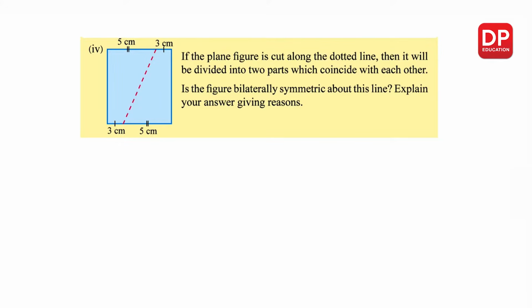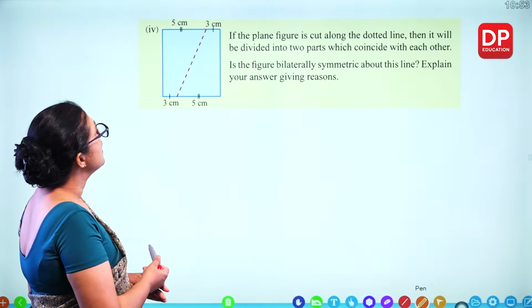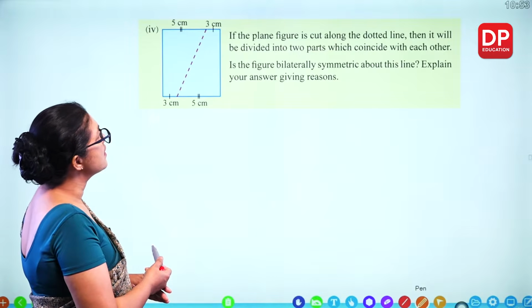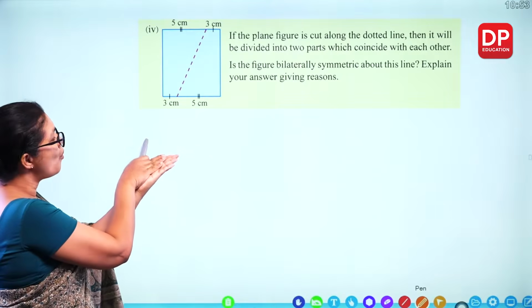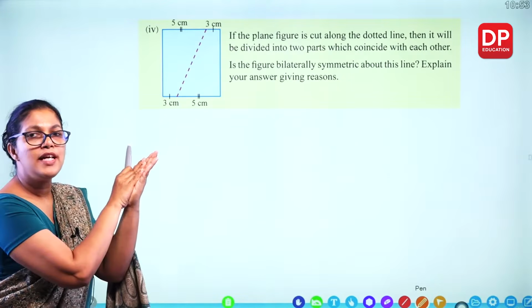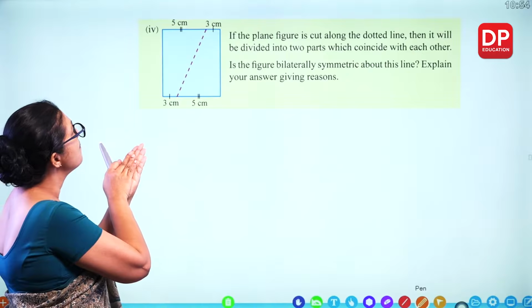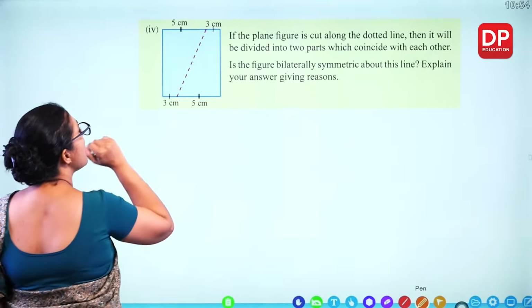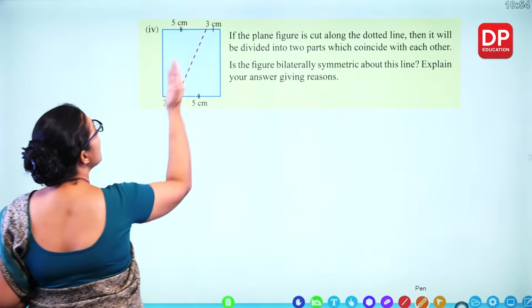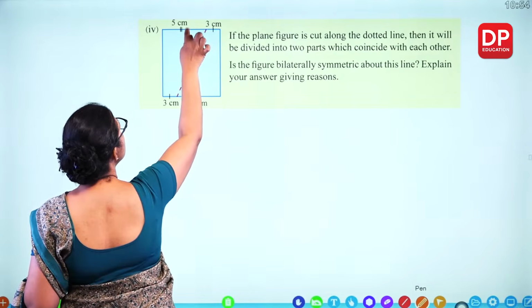Look at this question. If the plane figure is cut along the dotted line, then it will be divided into 2 parts which coincide with each other. Is the figure bilaterally symmetric about this line? So when you fold it, you need to get the same shape here when you fold it along this line. But we can't get, this is not same as 3 centimeters.